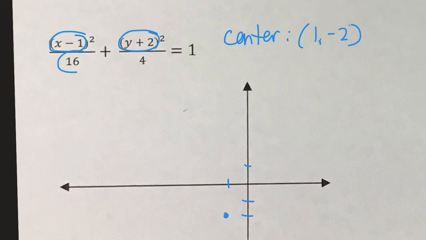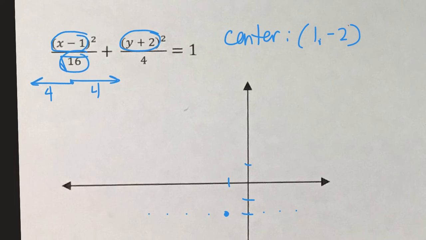Now notice there's a 16 beneath the x. So this is going to tell us that we're going to go 4 units to the left and 4 units to the right, because that's what the square root of 16 is. So you do your best to count 4 equal units to the left and 4 equal units to the right, as equal as you possibly can if you are freehanding it.